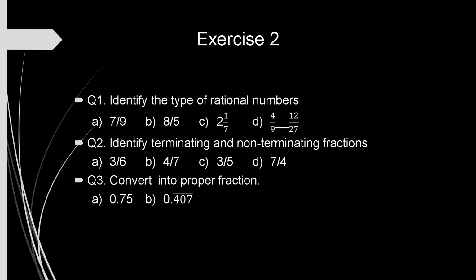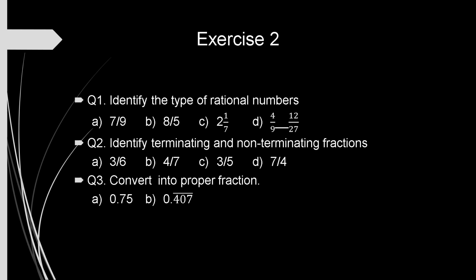and I would like you to please try to solve a few questions which I am giving over here. The first is, you are supposed to identify the type of rational numbers: 7 by 9, 8 by 5, 2, 1 by 7. And over here you are supposed to write the sign, that is whether it is equal to, greater than, or less than. That is 4 by 9, dash, and 12 by 27.